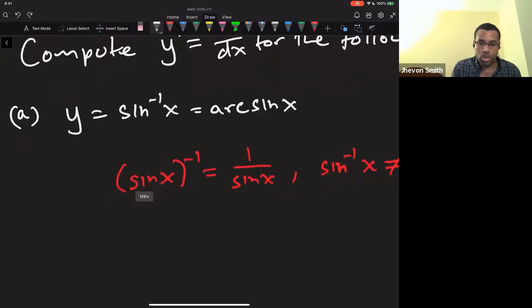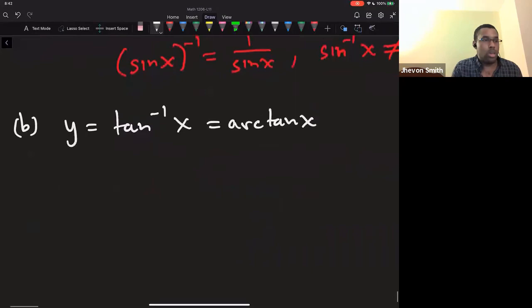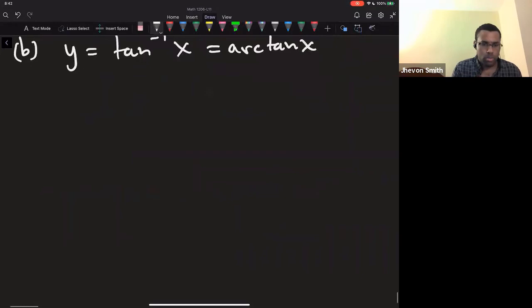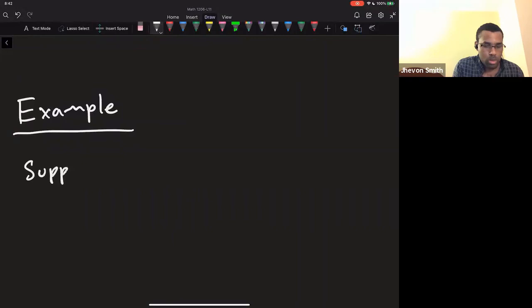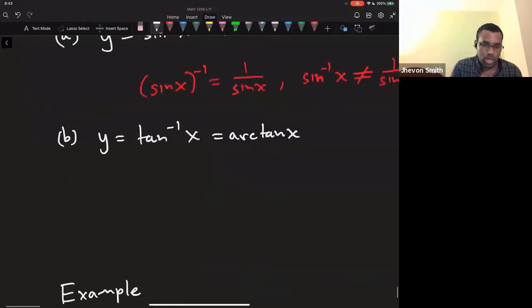I want to find the derivative of tan inverse, arctangent. I also want, well, I think I want this as a separate thing. Suppose f of x equals x to the fifth minus x cubed plus 2x, find the derivative of the inverse function evaluated at the point 2. So that's going to be another example, but I want some more computational ones.